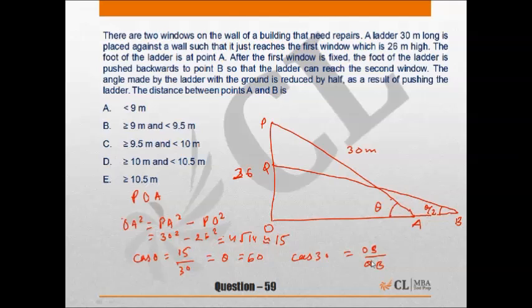From here, cos 30 is equal to root 3 by 2, as OQ is known to us, that is equal to 30. From here we get OB as 15 root 3, which will be approximately equal to 26.